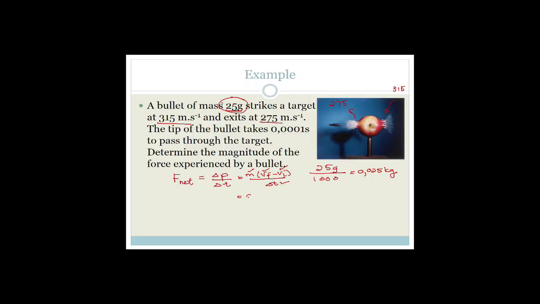So the mass is going to be 0.025. Again, the bullet is traveling in the same direction. So I'm going to allocate that this direction here is positive, so they are both traveling in the positive direction. So therefore the final velocity is going to be 275 minus 315 all over the time, which is 0.001.